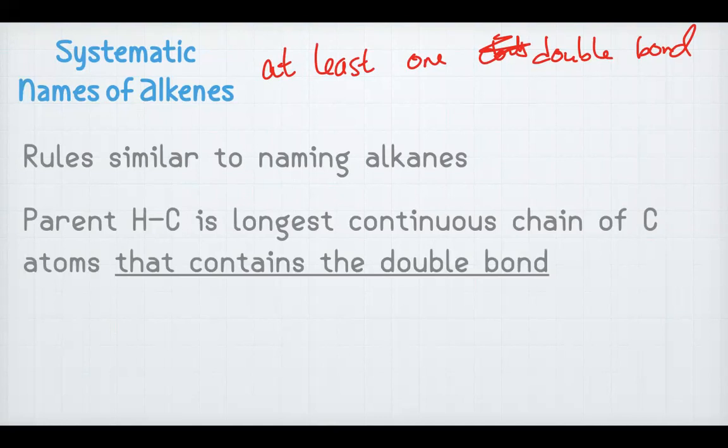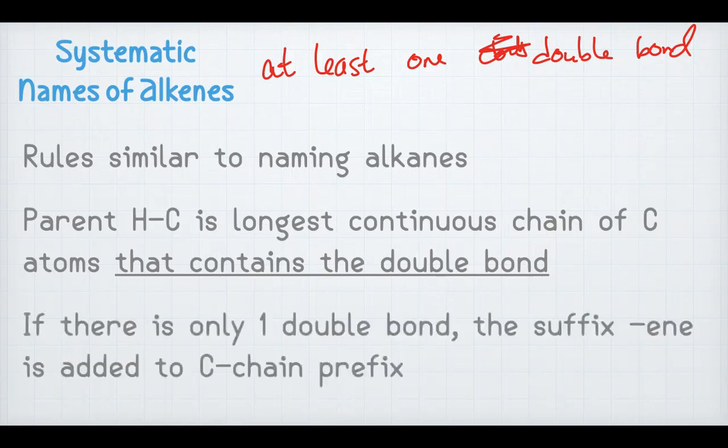So you might have a way to make the carbon chain longer, but if it means that you bypass the double bond, then that's not the parent chain. It has to include the double bond. If there is only one double bond, of course, instead of the suffix "ane," which we've been using, the suffix is "ene," added to your meth, eth, prop, but, pent, etc.